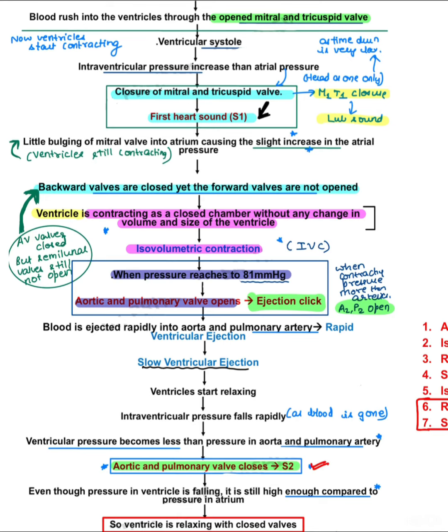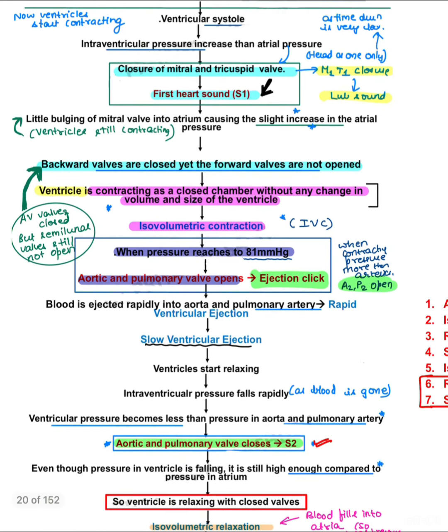Aortic and pulmonary valves open. This is known as your ejection click, which was seen in aortic stenosis, if you remember. Now when they open, blood will go into the aorta and pulmonary artery from the ventricles. That is your rapid ventricular ejection. When there is more blood, it goes very quickly. Then some amount of blood goes slowly, that is slow ventricular ejection.